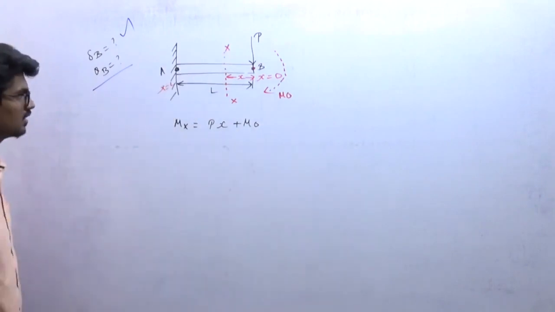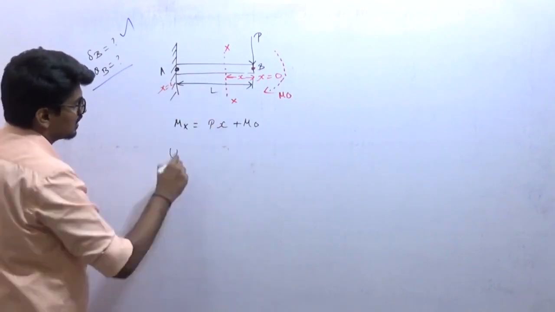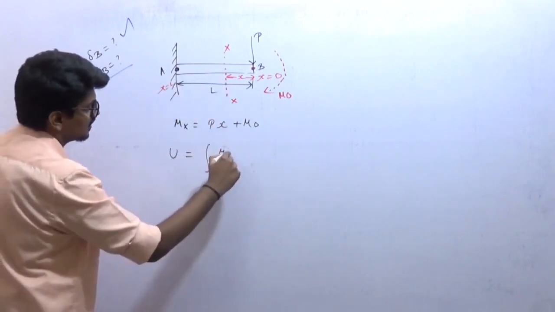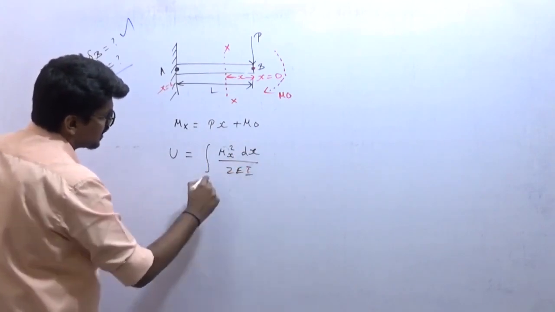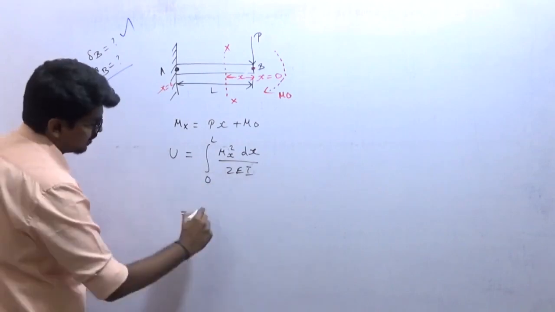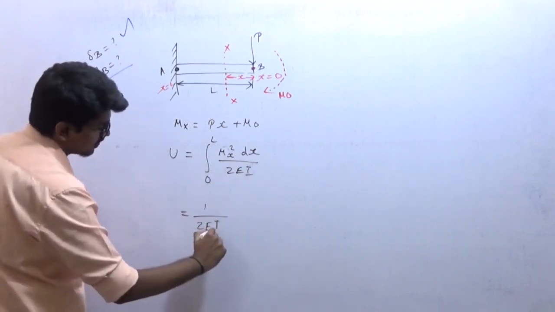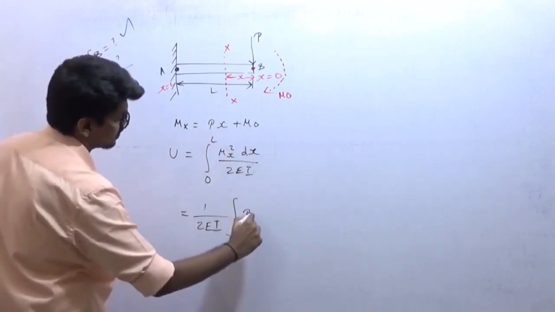Right. So yeah, now what about the strain energy of the total member? That will be equal to the integration of Mx square dx by 2EI, and from where to where do I need to integrate? From 0 to L. I will take 2EI commonly outside, so 1 by 2EI integration of, what is Mx? Mx is this total term, right?